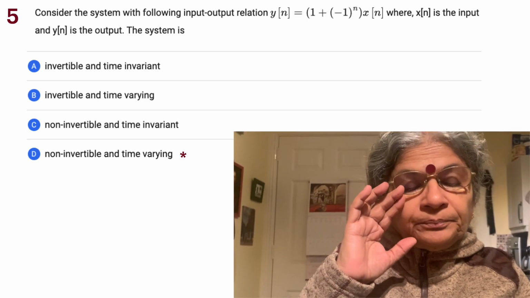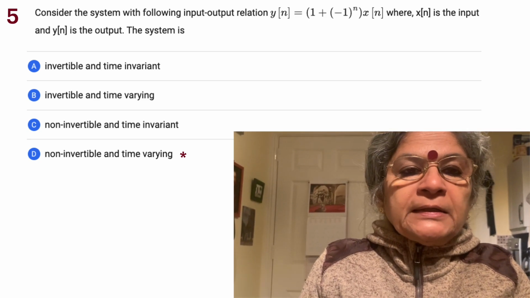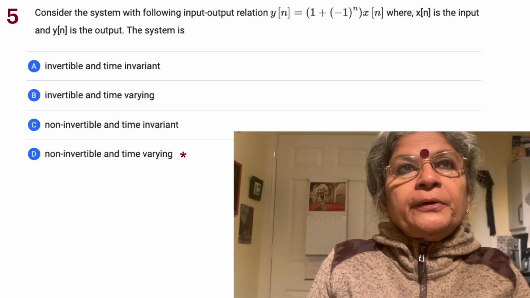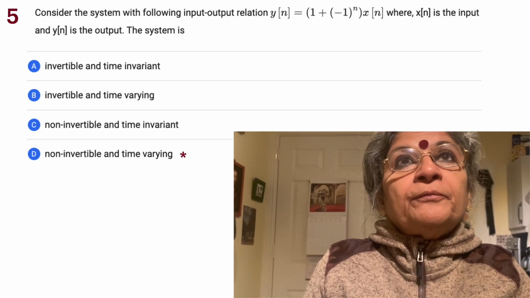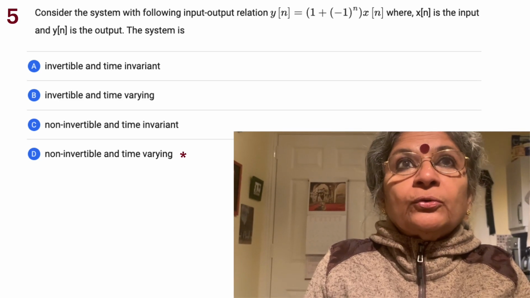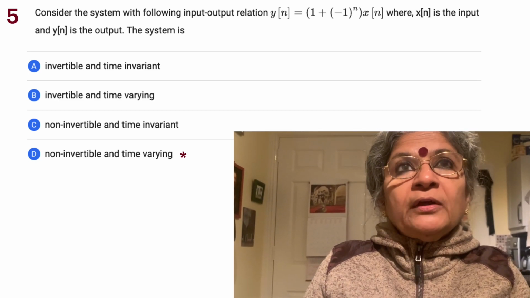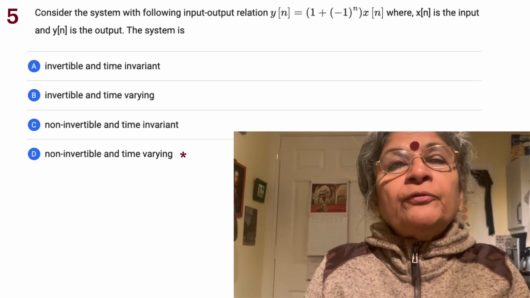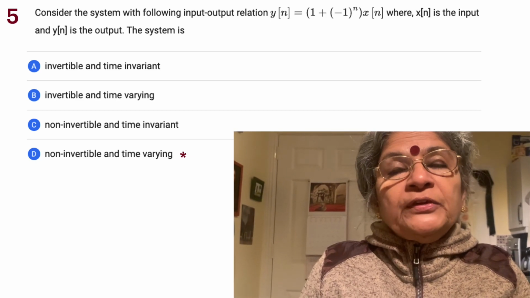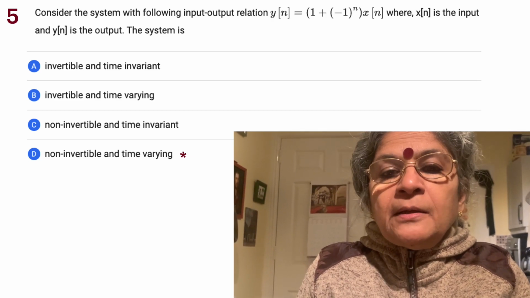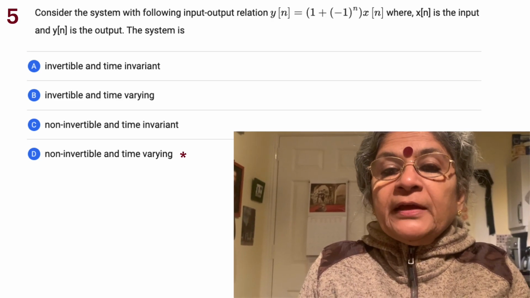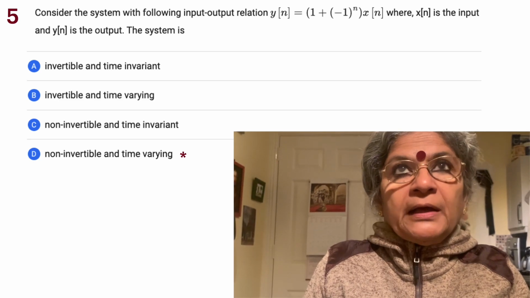So let's move to the fifth problem. Consider a system with the following input-output relation. Most of the problems here have been via the model of constant coefficient difference equations, wherein we are explaining y[n] in terms of certain features of x[n]. Here y[n] is equal to (1 plus minus 1 raised to n) x[n], where x[n] is the input and y[n] is the output, as always.